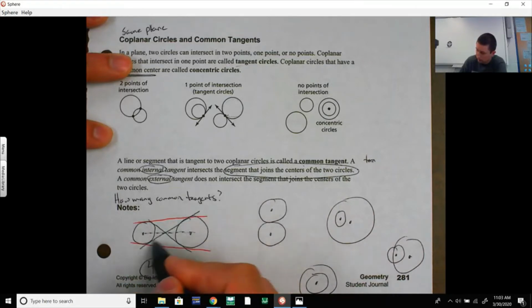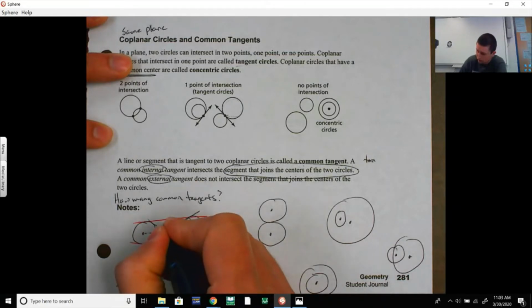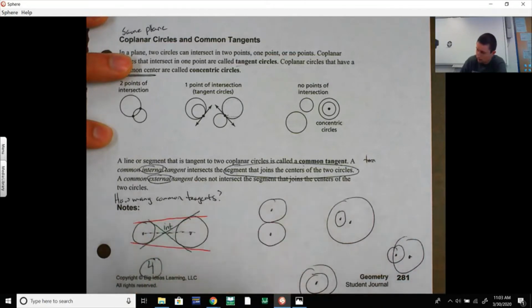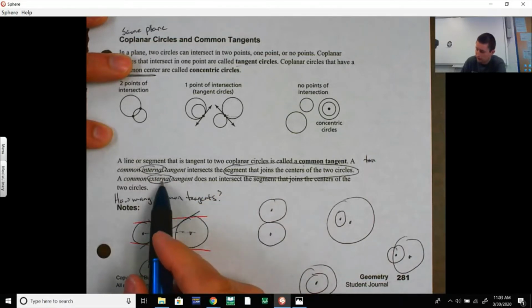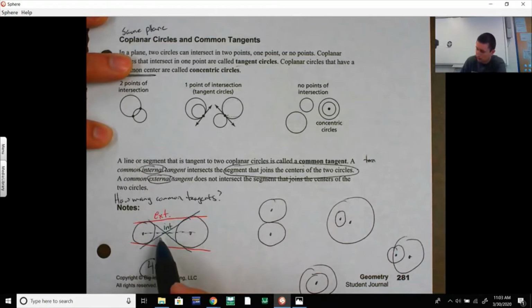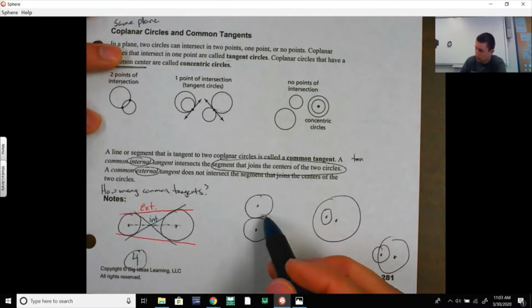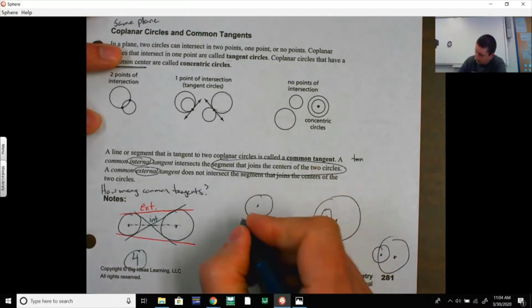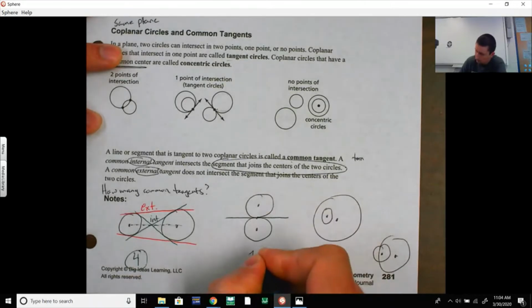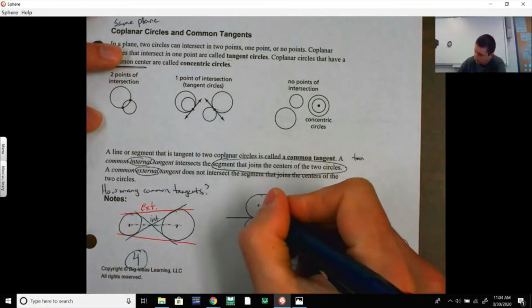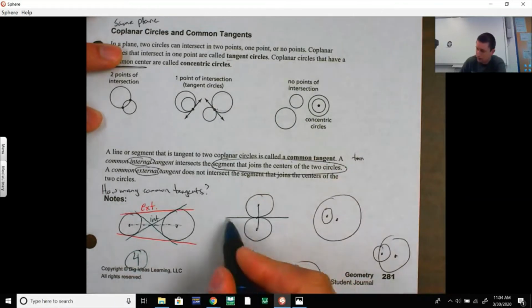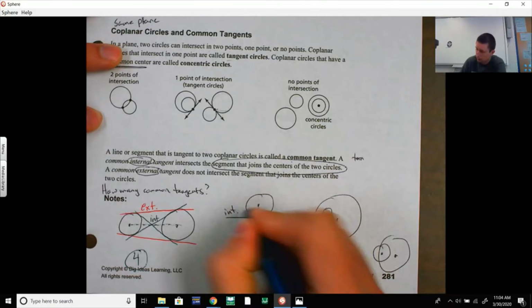So the green lines would be internal, because they cross that segment. So those would be internal, and the red lines would be external. So these red lines are external common tangents, and the green lines would be internal common tangents. Okay. So these would be tangent circles. They have one line of tangency right there. They just have one. Is it internal or external? Well, you look at the segment that joins the circles and you see how the tangent crosses that, making this an internal common tangent.